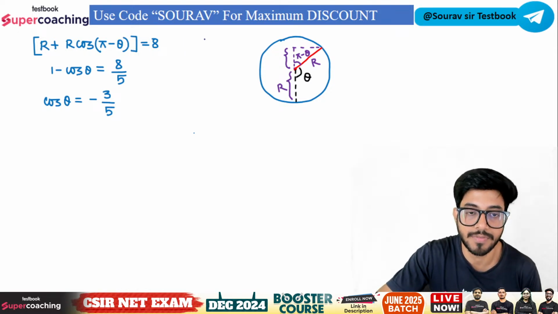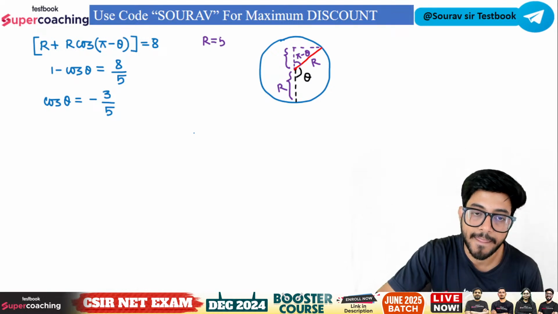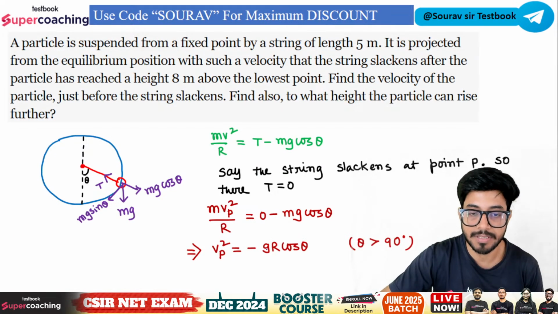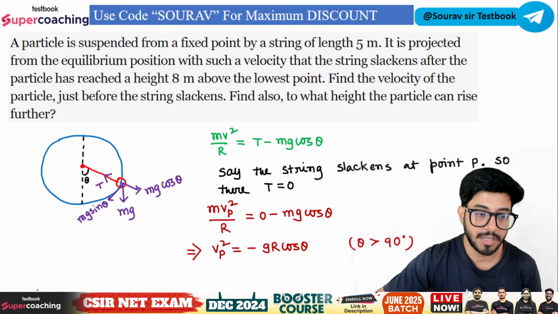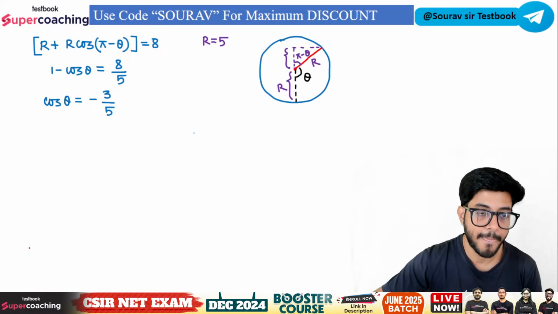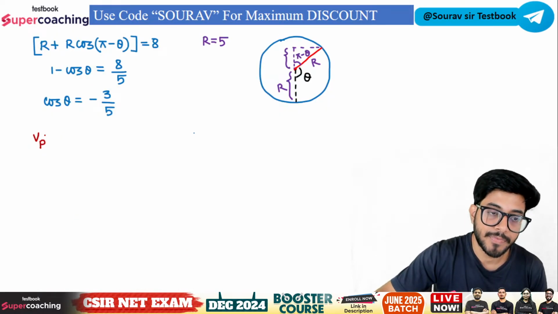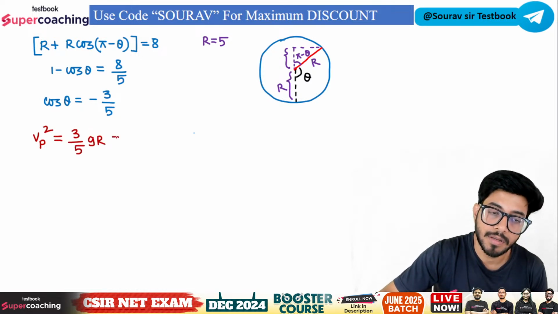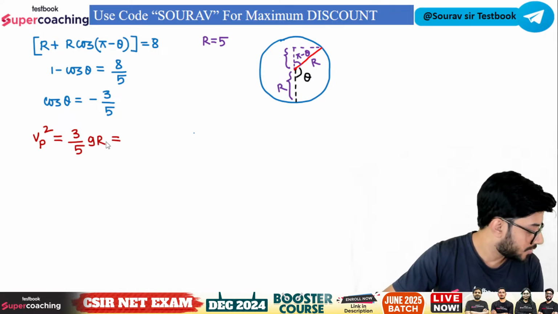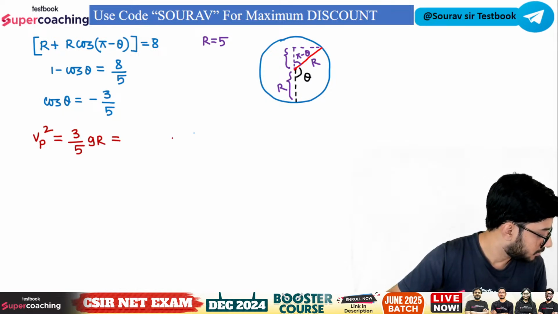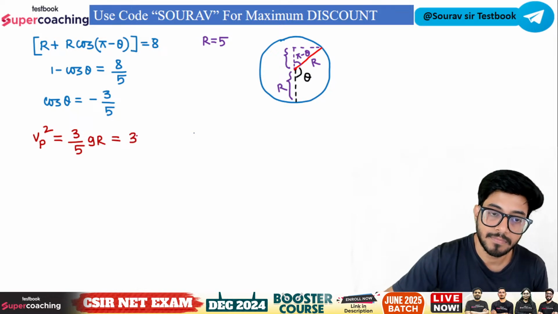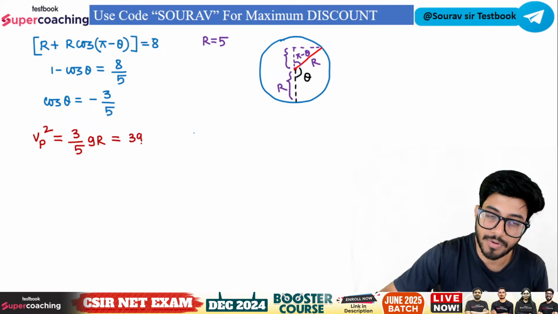We know that r equals 5. And from there cos theta equals minus 3/5. If you write minus 3/5 here, then it is 3/5 g r. Vp square is 3/5 g r. Now r equals 5, so cancel out, 3g means 30. So it becomes equal to 3g.